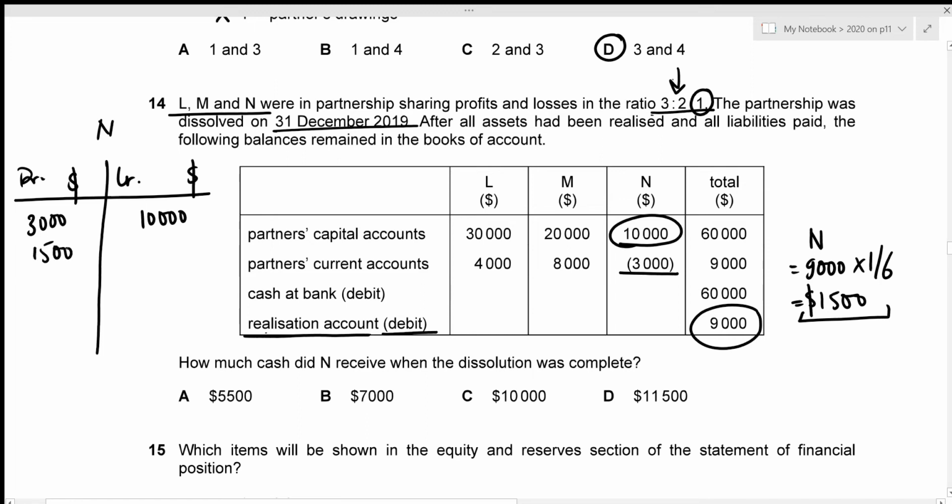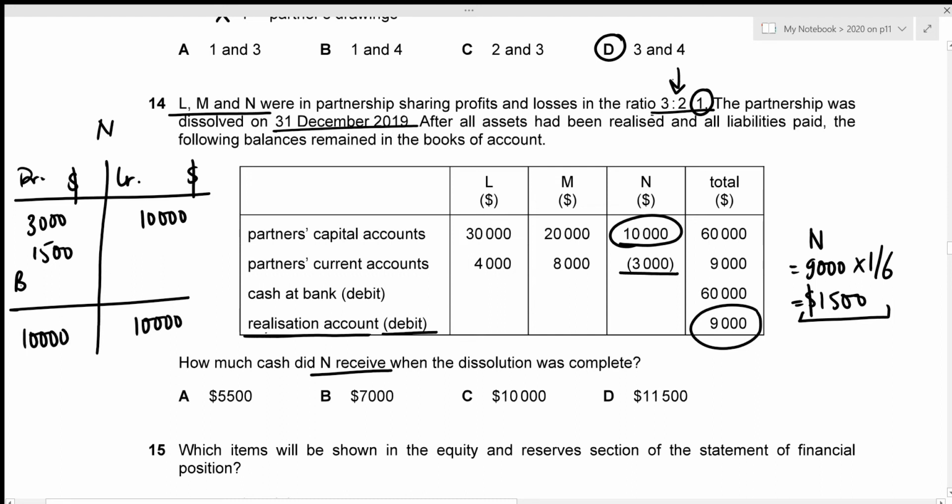And we are trying to figure out the balance or the cash that N will receive when the dissolution was complete. And that will always be represented on the debit side as the balancing figure. So let's figure out the total from the credit side. That will be 10,000.